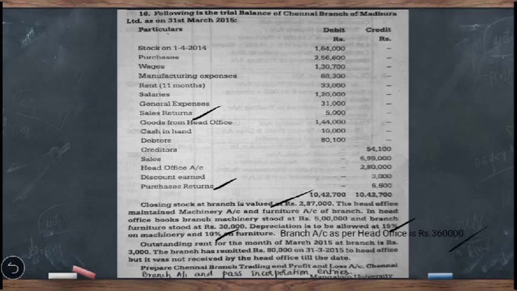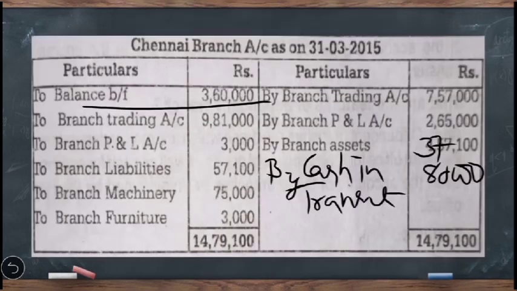If this information is not available in any other question, in that case, we have to take the reverse balance of head office account in the books of branch. It will be given in the trial balance. In this case, here it is given. But in this case, they have directly given what is the branch account balance as per the books of head office. The same thing can be directly taken. Here, first we have to show the opening balance, that is to balance brought down 3,60,000.